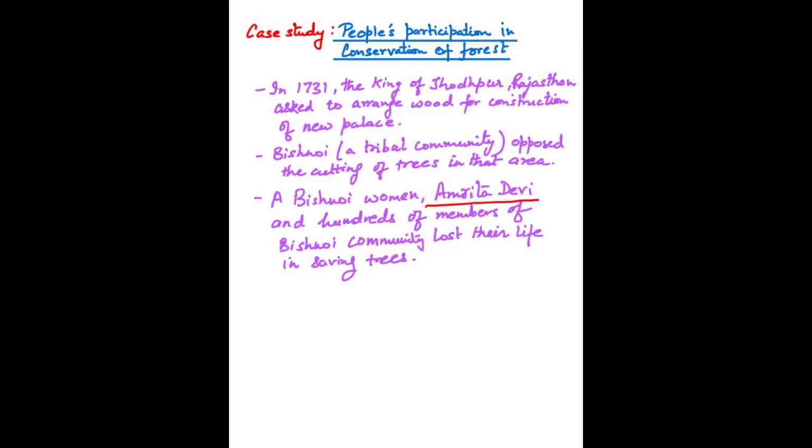I'll discuss another case study here. The case study is people's participation in the conservation of forests. In 1731, the king of Jodhpur, Rajasthan, asked for wood to be arranged for the construction of his new palace. The Bishnoi community, a tribal community, opposed the cutting of trees in their area. A Bishnoi woman, Amrita Devi, and hundreds of members of that community lost their lives in saving trees.